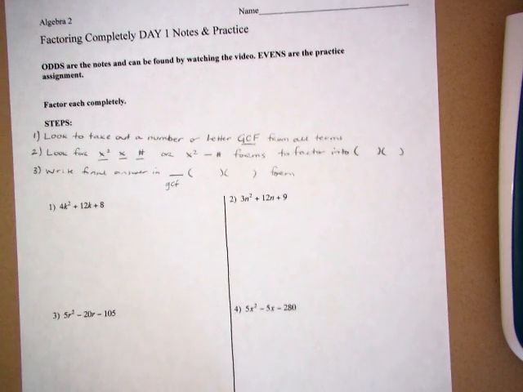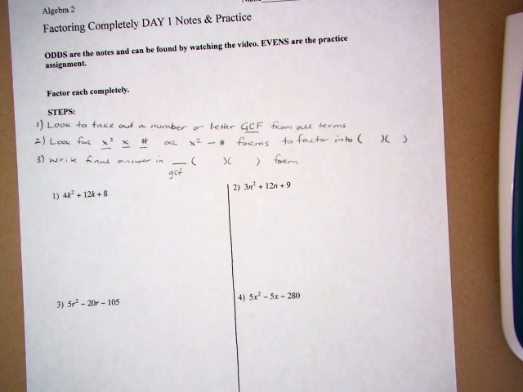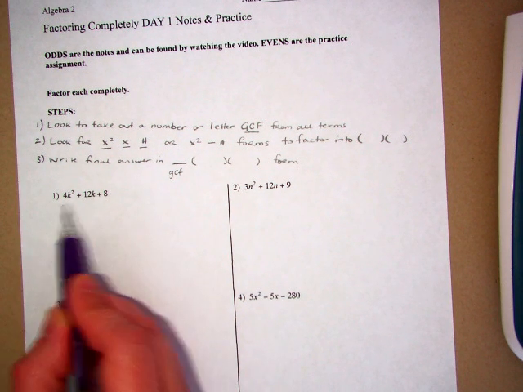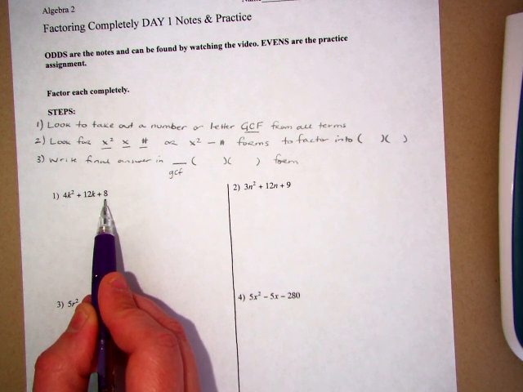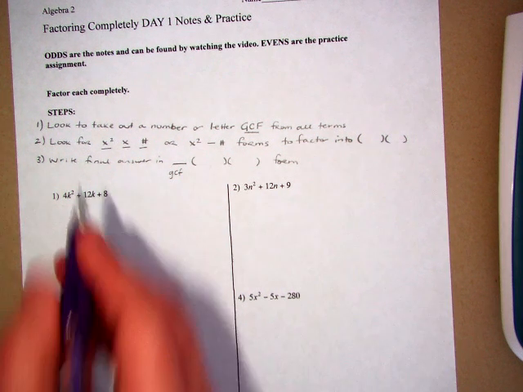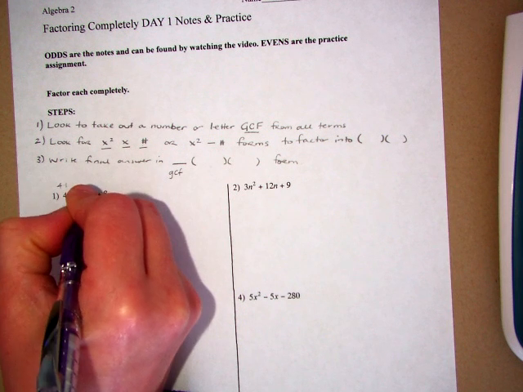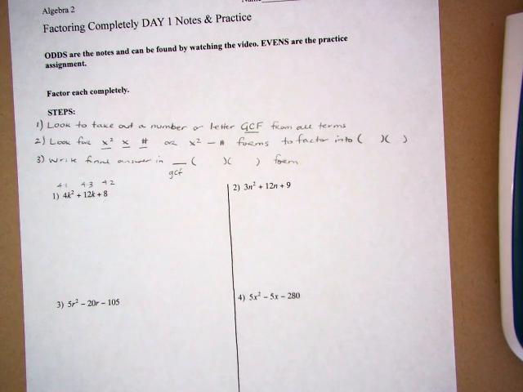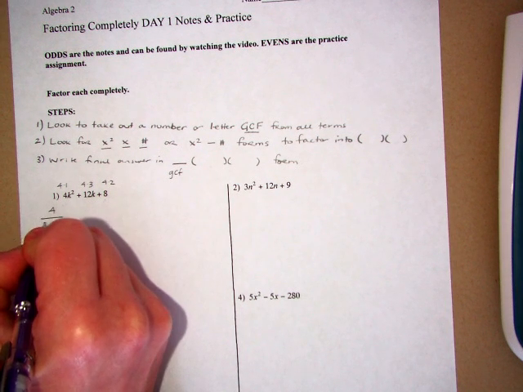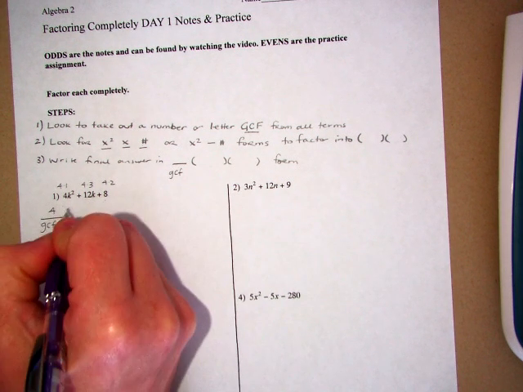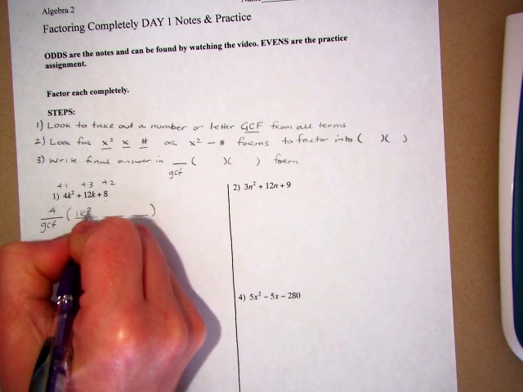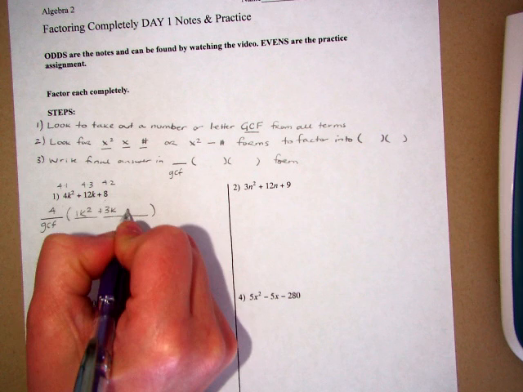If I look at number 1, factor completely, I look really good from the standpoint that I have k squared, k, and a number. However, 4, 12, and 8 have a GCF of 4. So if I notice, this is 4 times 1, this is 4 times 3, this is 4 times 2. So from each of the numbers, my GCF is 4. On the inside, that leaves me with 3 terms: 1k squared plus 3k plus 2.